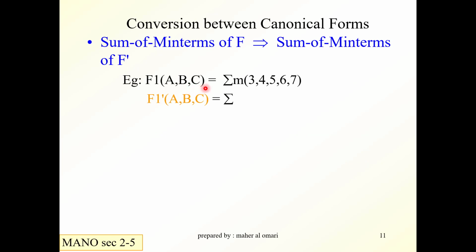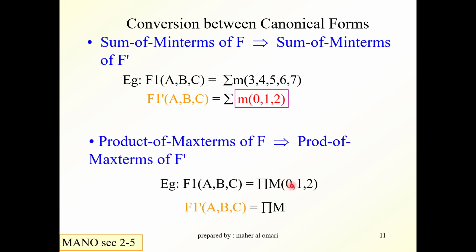Okay, if we have this as sum of minterms and we want to find the complement of it as sum of minterms, it is 0, 1, and 2. The complement of this one is minterms 0, 1, and 2. If we are given this as max terms 0, 1, and 2, when we want the complement as max terms, it is 3, 4, 5, 6, and 7.